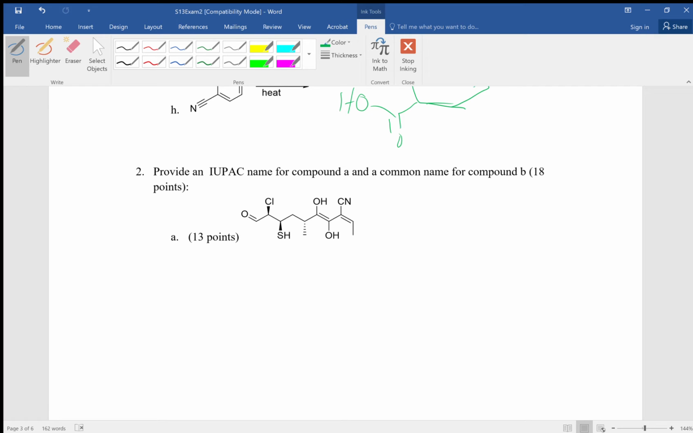Question 2, we're now looking at some nomenclature. And in this molecule we have an aldehyde. And in my opinion at least, aldehydes are one of the easier functional groups to have to deal with because we know that the carbon of the aldehyde has to be carbon number 1. And then we can just number the rest of the carbons in this parent chain.